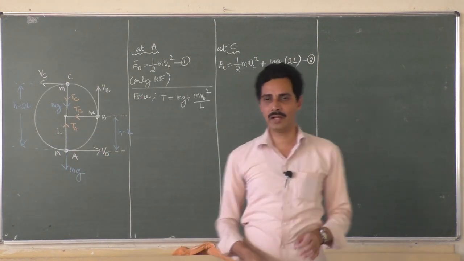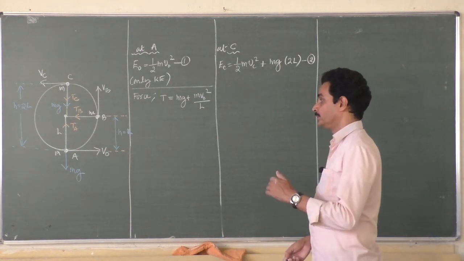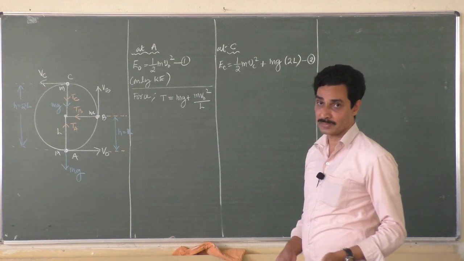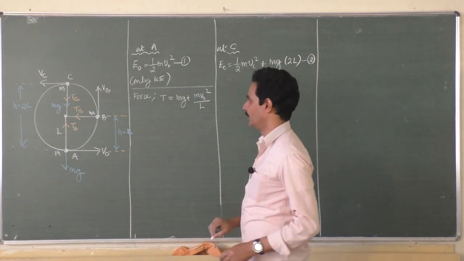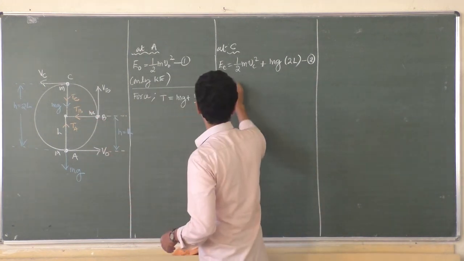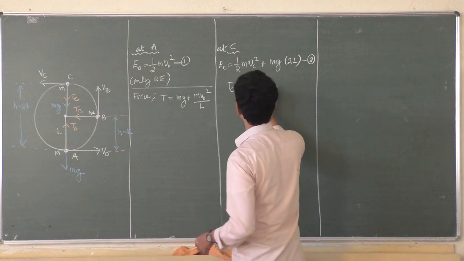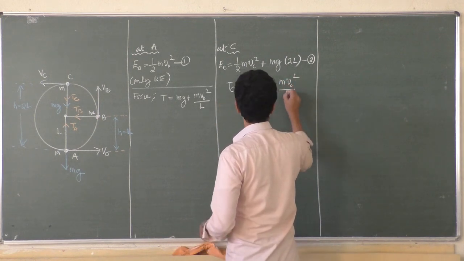Our aim is that by the time it reaches C, the tension in the thread should become 0. But along with the tension we will write the formula. Let's write the formula taking the tension. Tension must be created by mv squared by r. Tension at C must be created by mvc squared by L, right?